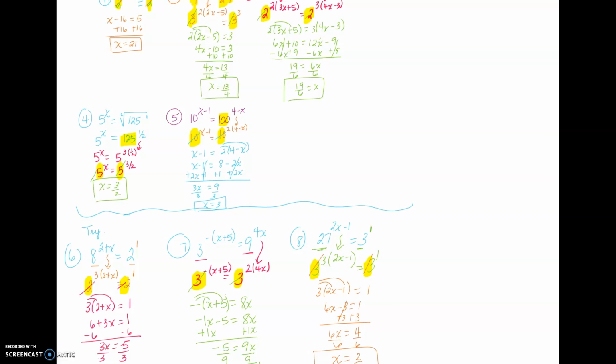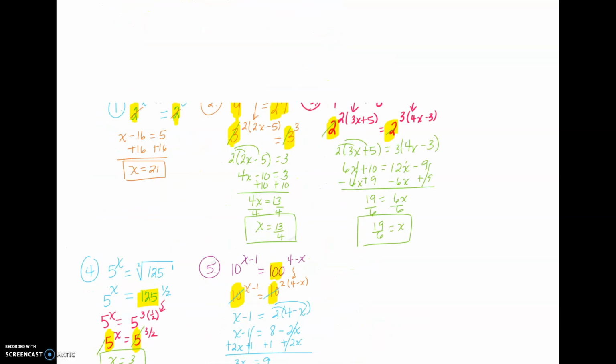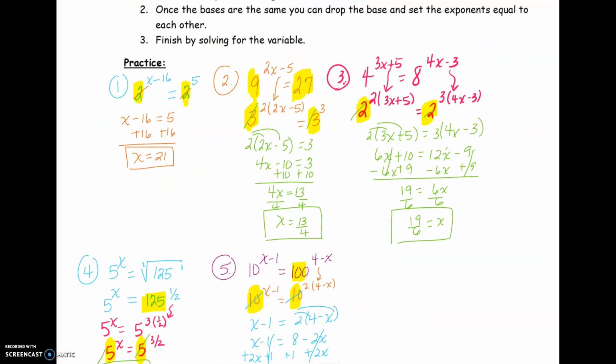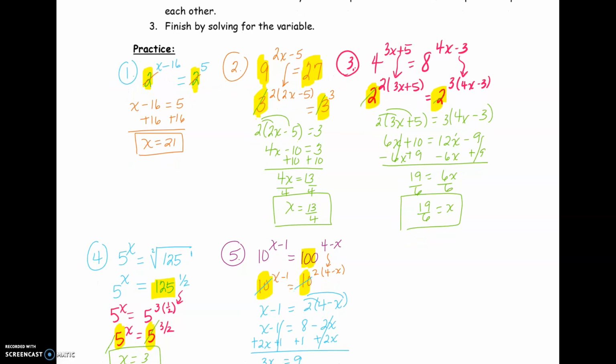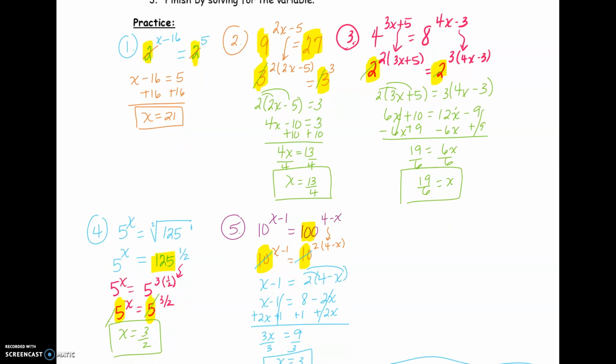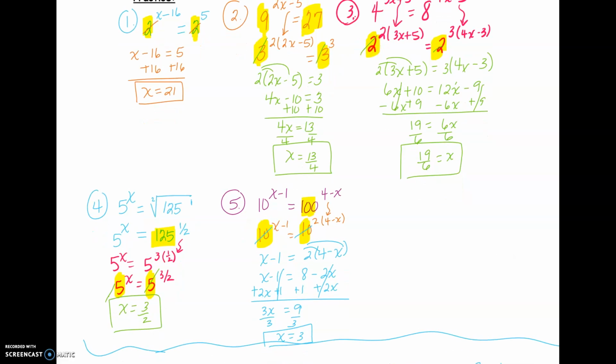Okay, so we did quite a few. We did 8 practice problems. Hopefully you're making sense of it and you're understanding it. Again, the key might be to use your perfect square, cube, 4th root, 5th root chart to help you with these, because the goal is to get your base to be the same, and doing that is creating some form of exponents.